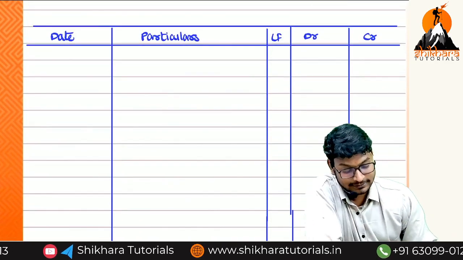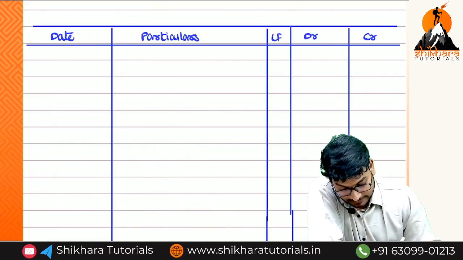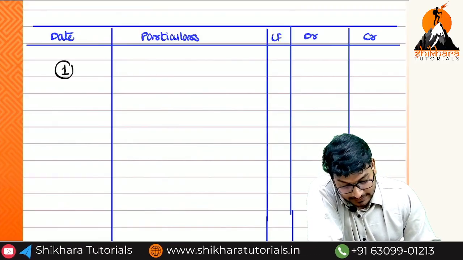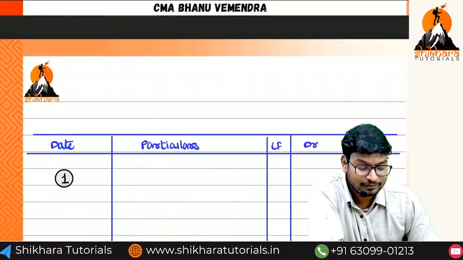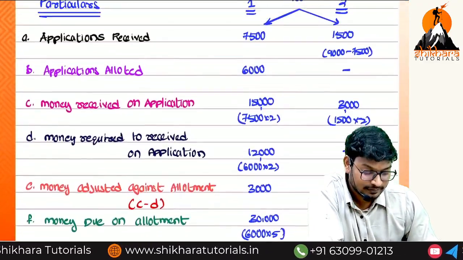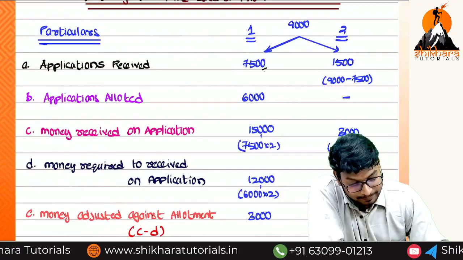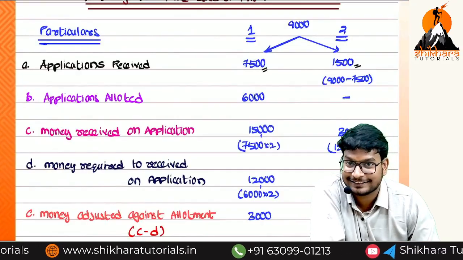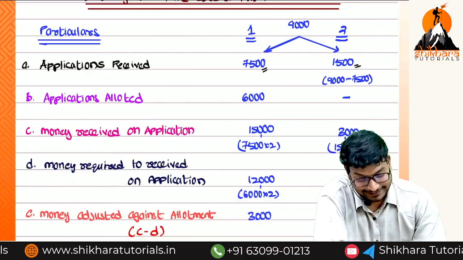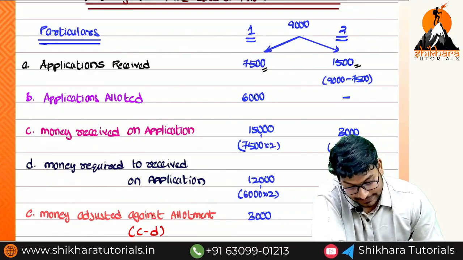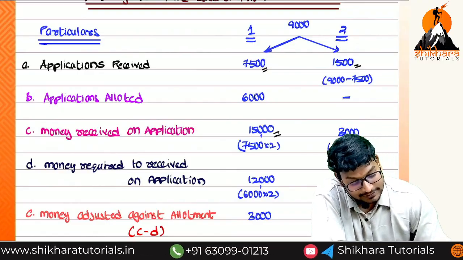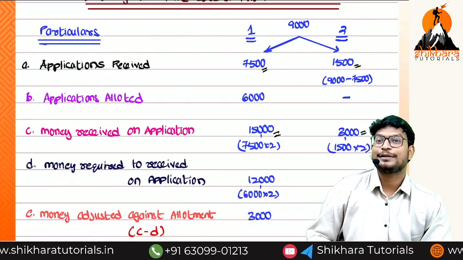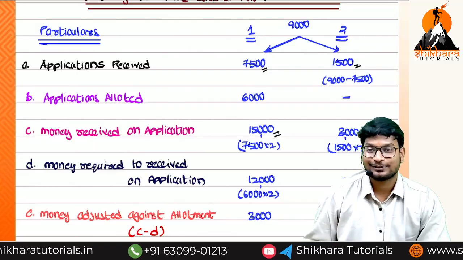Okay. What is the first point? Application money received. How much amount have we received? 7,500 plus 1,500, those are applications, those are not the amount. See, the amount means what? This one, C point. So 15,000 plus 3,000. What is the total amount we have received? 18,000. Okay?